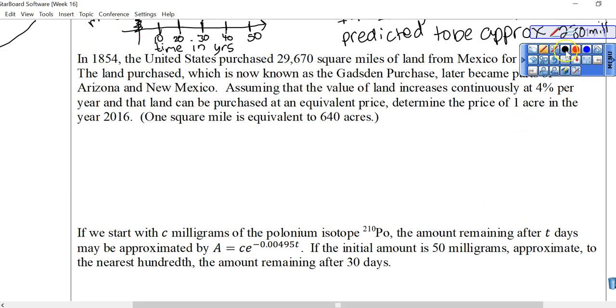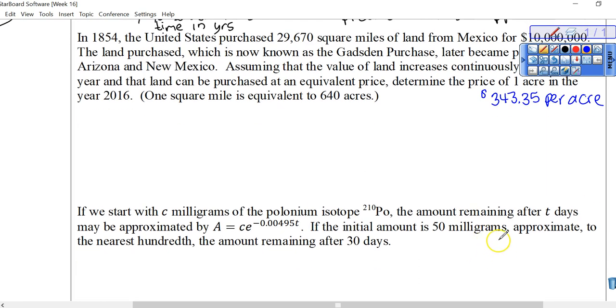Okay, so for this next question, which will be really helpful for the hardest problem on your homework, the answer for the price per 1 acre is $343.35 per acre. And then the answer for the third one, which is quite a bit easier, is 43.10 milligrams. And I put the 0 on there because it says to round to the nearest hundredth. So that's why I went to 2 decimal places.